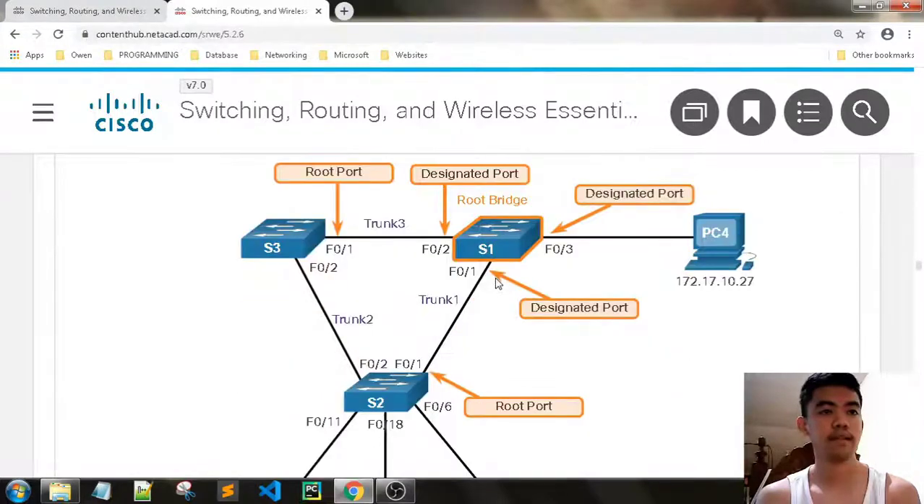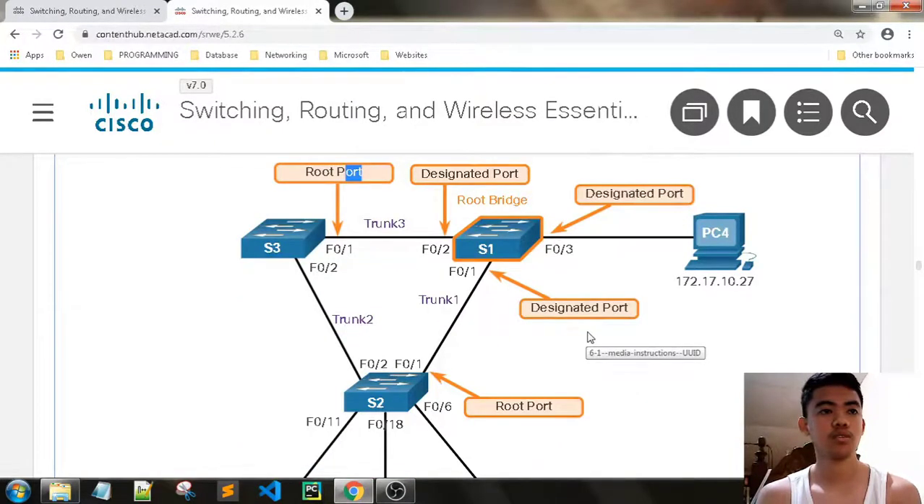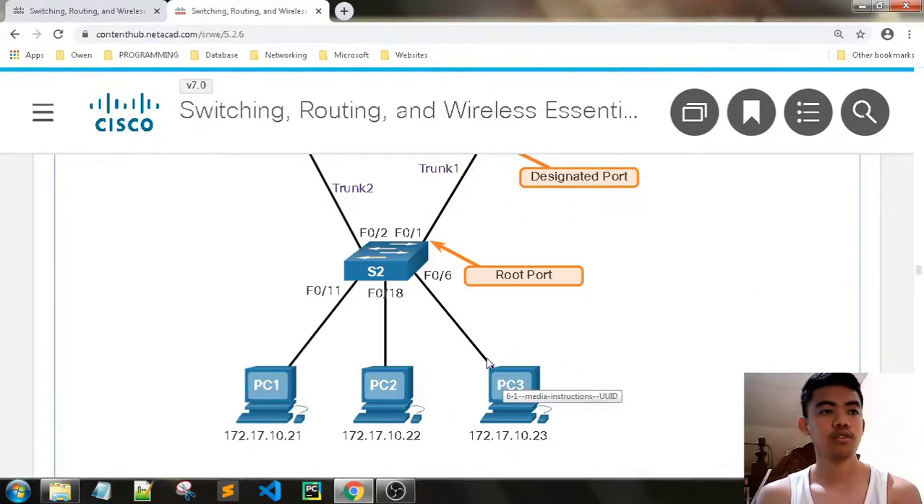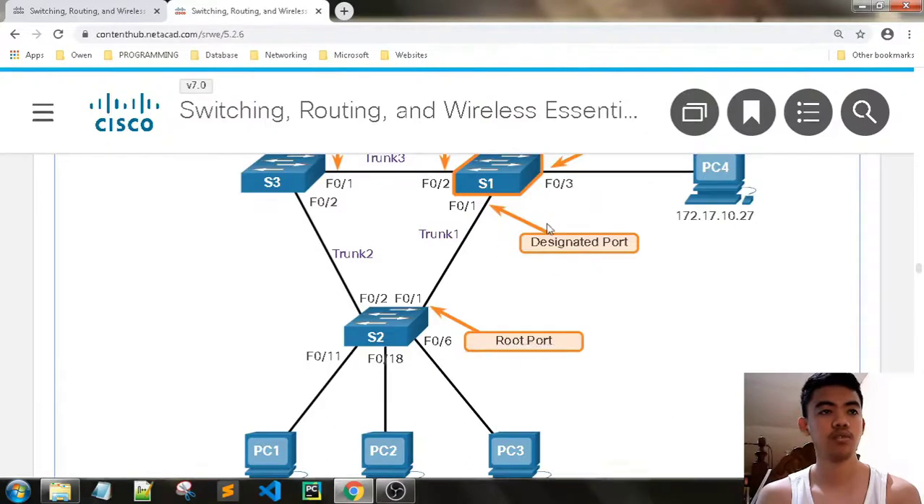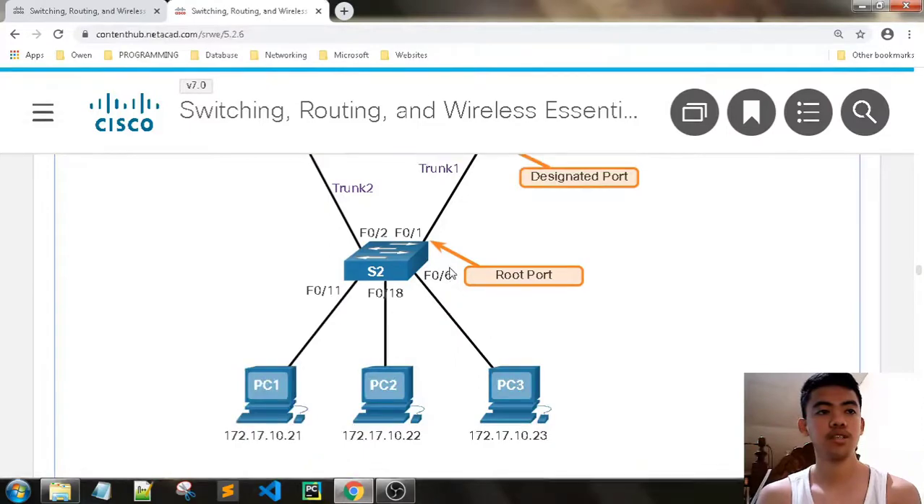So as you can see, we have here the designated port, the root port, and the designated port. All the ports of the root bridge will be designated ports. For example, here we have a frame going to PC4. The root port is the egress, so the frame comes out of this port, and the designated port accepts the frame. So, ingress and egress.